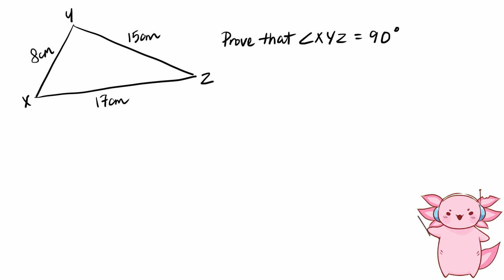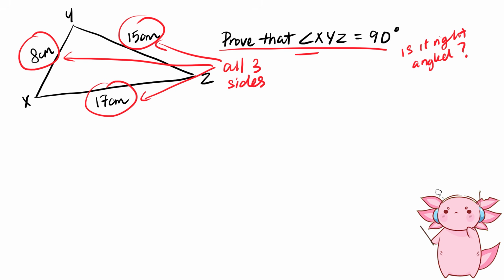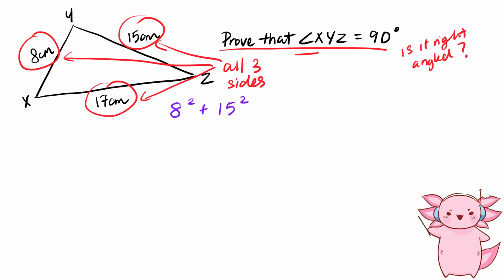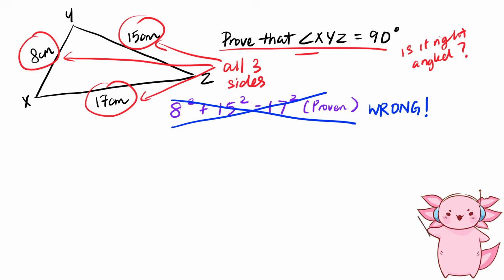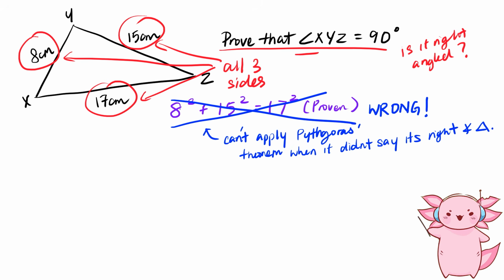The other kind of question is where they give you all three sides of the triangle and ask you to prove whether it's a right-angled triangle. Most students will make the mistake of doing something like, oh, 8 squared plus 15 squared equals 17 squared. Ta-da! But it's actually wrong because we can't apply Pythagoras' theorem when we don't know if it's a right-angled triangle or not.